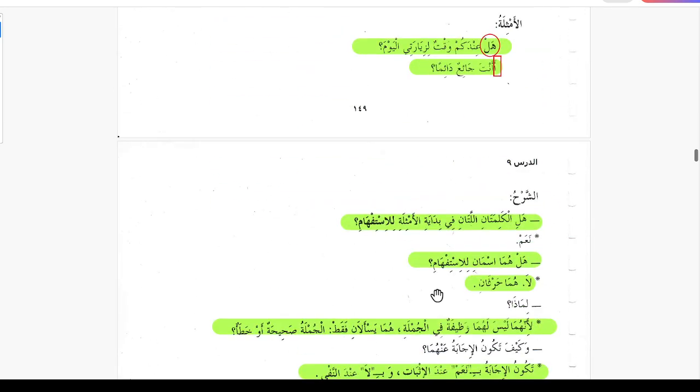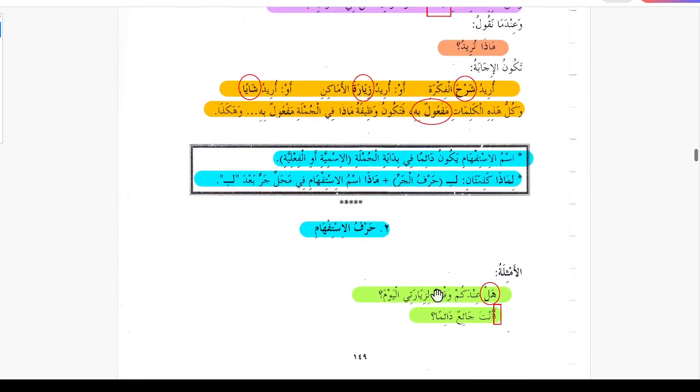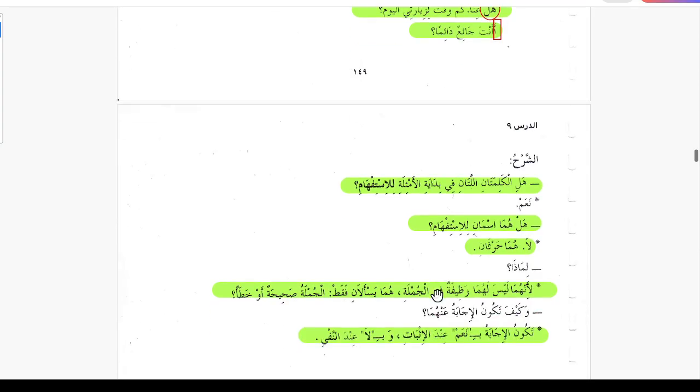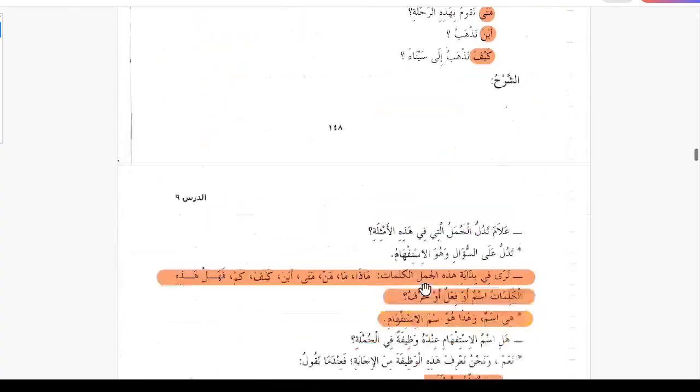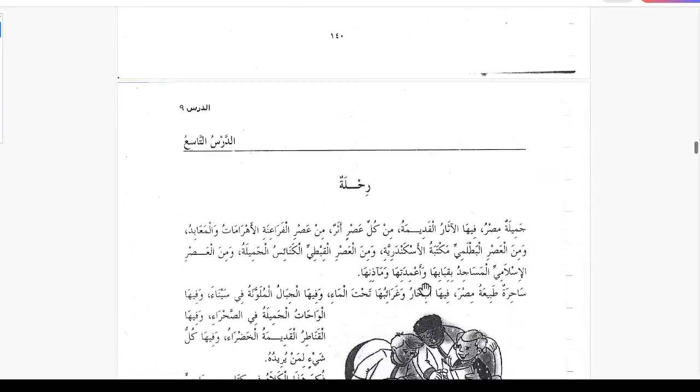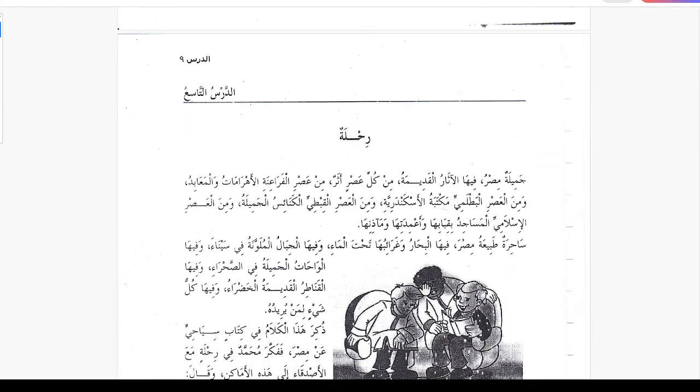That was all about the concepts of this lesson number 9. We're going to do some i'rab, and then we're going to study the main lesson, this one, in the next session, inshallah.